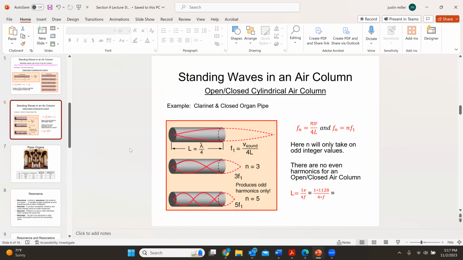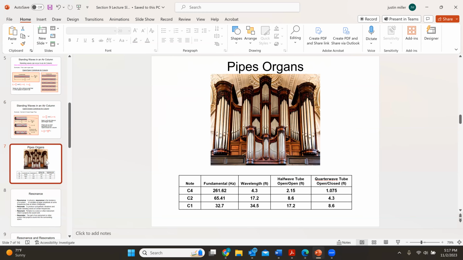All right, so given that, that is pretty much the extent of things. Just some different things to note here between open and open closed systems. Often an open system will be called a half wave tube because the smallest portion of a full wave that can fit in it is half of a wavelength. And then an open closed system is sometimes called a quarter wave tube because the smallest portion of a full wave that can fit in it is a quarter of a wavelength.